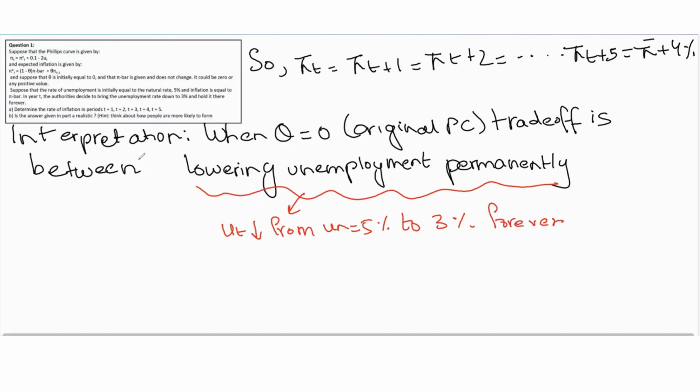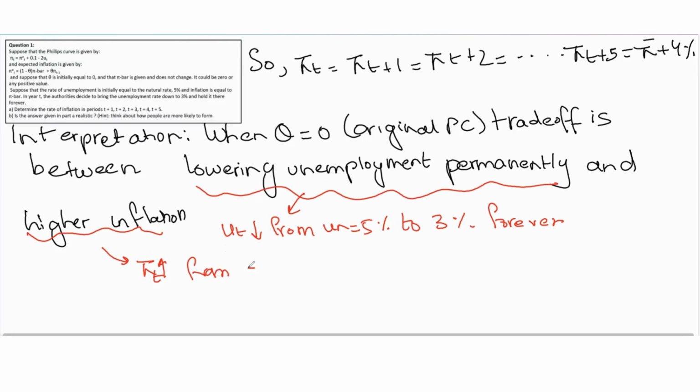So the trade-off is between trying to lower unemployment permanently and a higher level of inflation, right? Higher inflation, we mean what happened over here was pi t increased from pi bar, which is what we started with, to pi bar plus 4% forever. That's what happened. When you try to lower unemployment from 5% to 3%, that resulted in higher inflation. Pi t increased from pi bar to pi bar plus 4%.